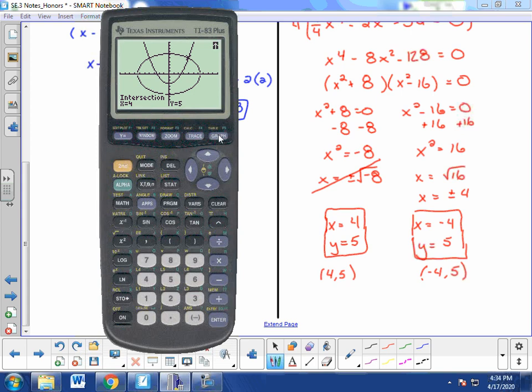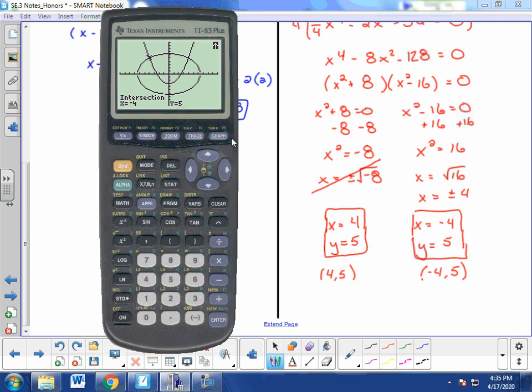Second trace, intersect. Now it says first curve, and it's over here right next to the solution already found. So I want to use my cursor to move it over to the left. And then hit enter. It says second curve. It's right next to my intersection here. That's good. Hit enter. I'm not going to guess. And there it gives me the solution -4, 5, which matches up with the solutions we found. So we can use the intersection tool to find the solutions.